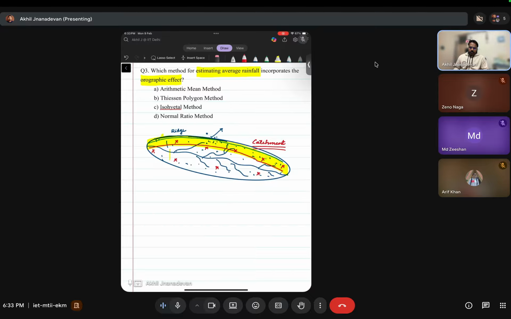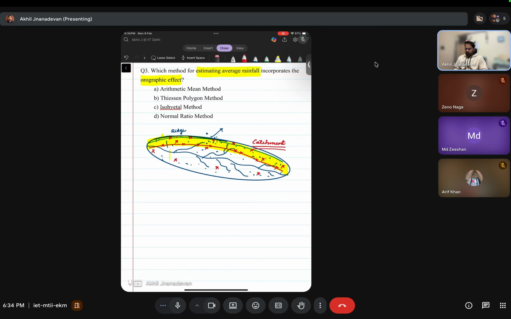In such cases, you can see there is a discrepancy, right? If I take more rain gauges along this green line, then I will be getting a very high value for this basin. And if more of my rain gauges fall in this particular red line, then I will be getting a very small rainfall, right? So there will be a discrepancy when we report the average. In which of these techniques is that effect incorporated?